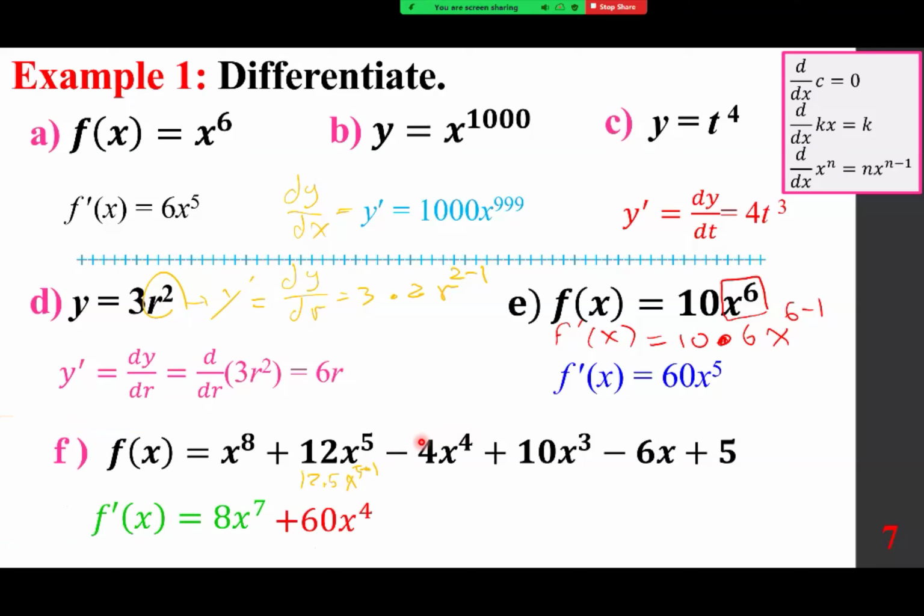Minus the product of these two is 16x to the power of 3. Plus the product of these two is 30x squared. This gives you minus 6. Any constant is 0, so minus 6, and we are done.